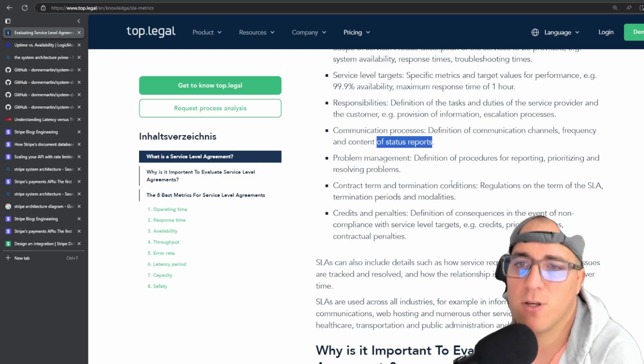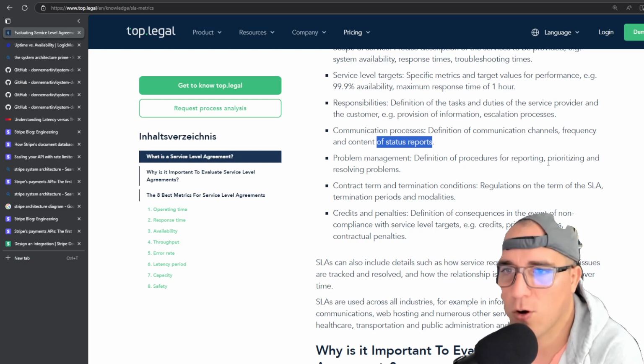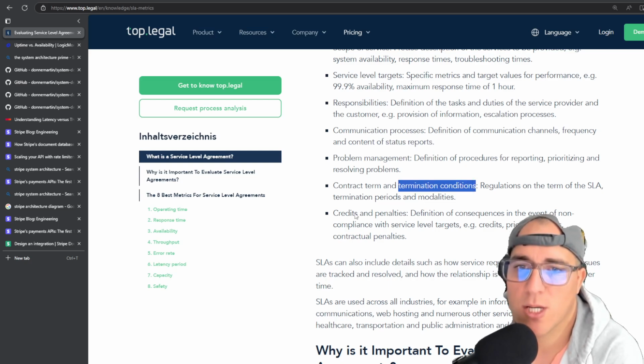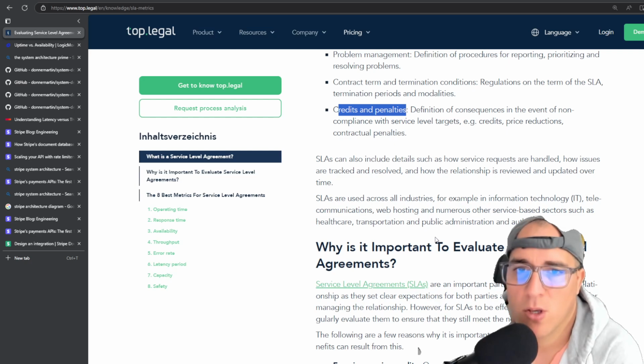Problem management, definition of the procedures for reporting, prioritizing, and resolving problems. Contract terms and termination conditions, and credit and penalties. SLAs can also include details such as how service requests are handled, how issues are tracked and resolved, and how the relationship is reviewed and updated over time.